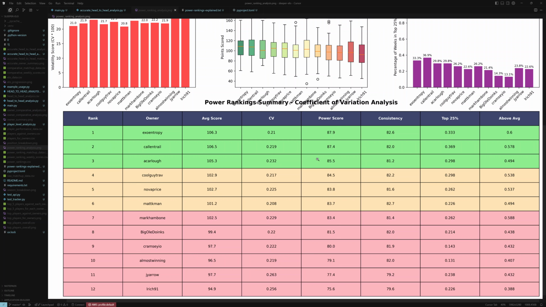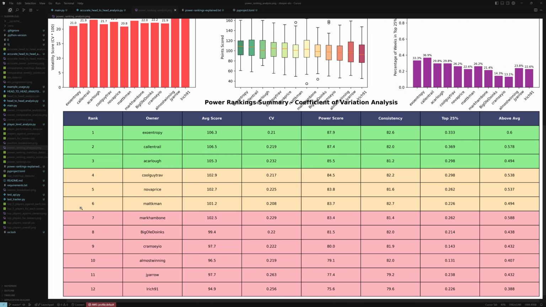Here's our little power score that I talked about, and then here's the percentage of times that your team has finished in the top 25%, and then the total number of times you've finished just above average. So even if we look at me and Scotty here, he is more consistent than me on average with a lower coefficient of variation. I score in the top 3 more often than he does, even though I'm a little bit more volatile, but then he scores above average more often than I do. This is a cool way to break it down, a cool way to look at things.